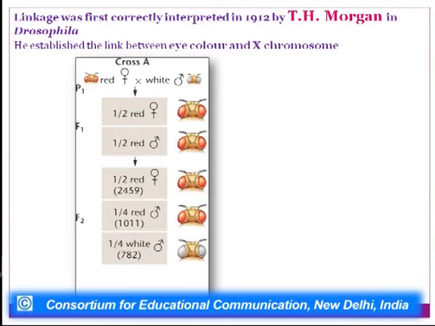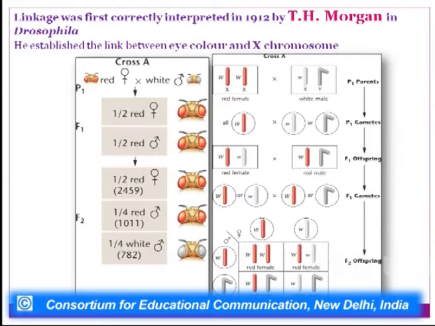In the F1 generation, he got half of the offspring females which were red-eyed and half were males which were red-eyed again. And in the F2 generation, half were females which were red-eyed, 1/4 were males which were red-eyed, and 1/4 were white-eyed males. So this is phenotypically what they got after this particular cross.